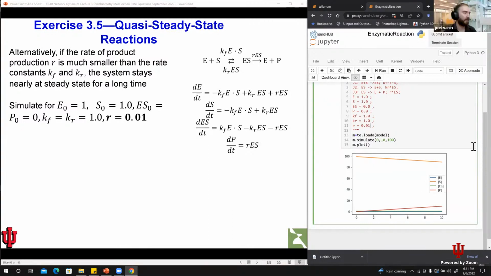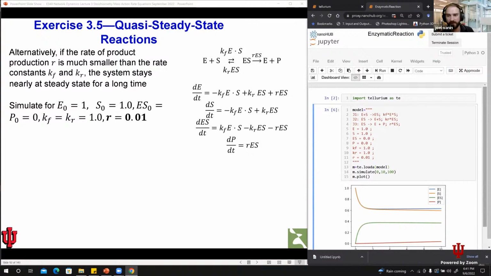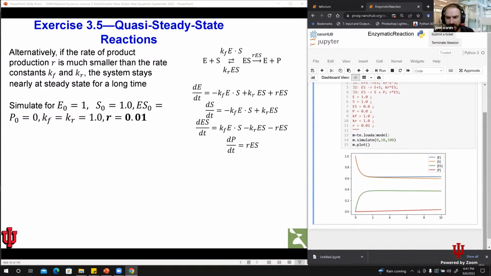Now you have the S going down and the ES also going down, and the product and the E going up. Okay. Yeah, if you do 100, you'll see a displacement bigger than that instead of 10. I was doing 10 too. But again, you see a continual, linear increase of product.